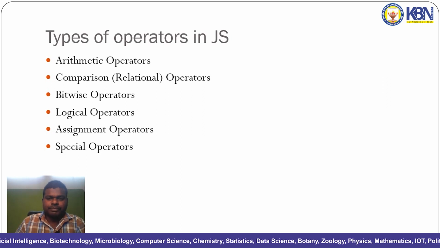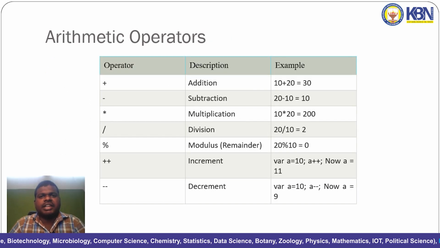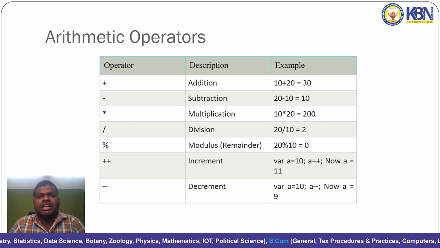Now, what are arithmetic operators? Arithmetic, the basic maths operations. Here we have the operators as below: plus, minus, star for multiplication, slash for division, percent for modulus, plus plus for increment, minus minus for decrement. Okay, next.